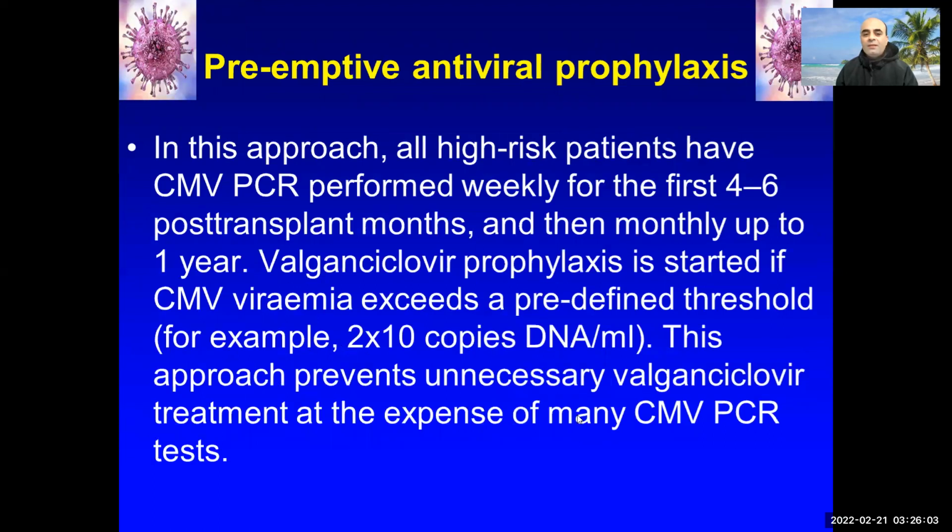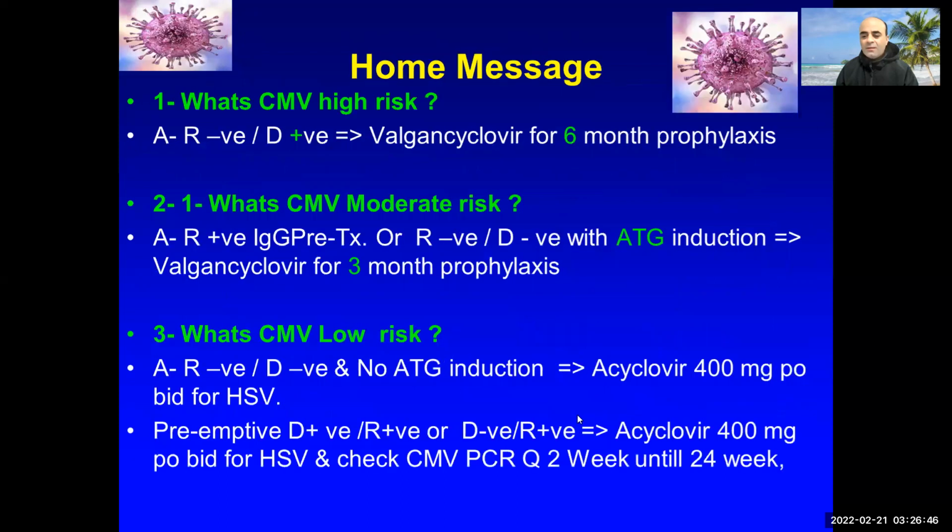Preemptive antiviral approach. In this approach, all high risk patients have CMV PCR performed weekly for the first 4 to 6 months post transplant, and then monthly up to 1 year. Valganciclovir is started if CMV viremia increases above a predefined threshold, around 2 logs or 2,000. This approach prevents unnecessary valganciclovir treatment at the expense of many CMV PCR tests.